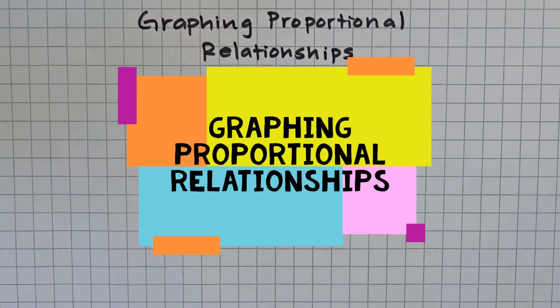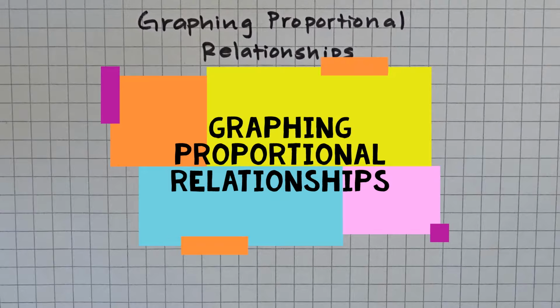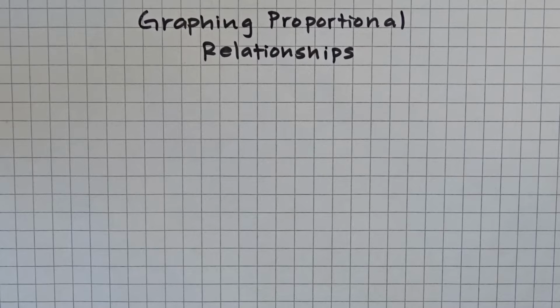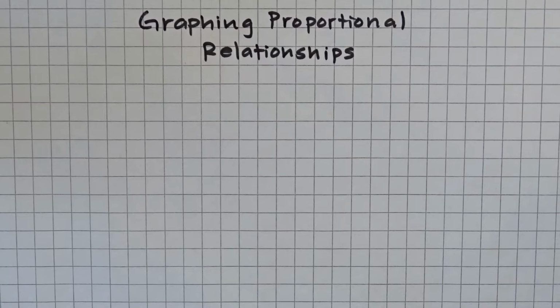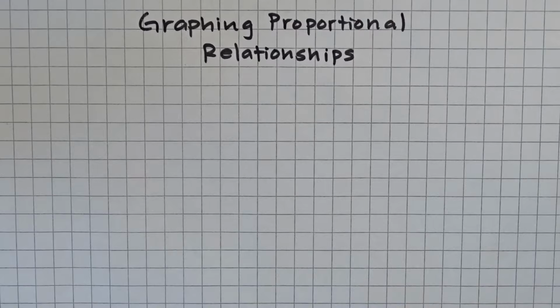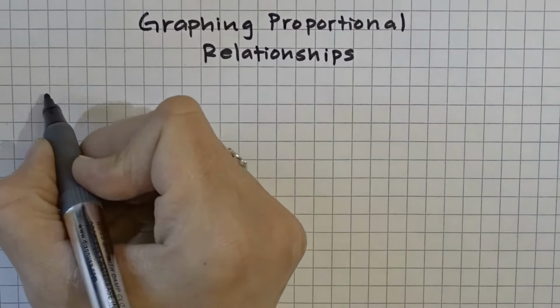Right, so today we're going to be looking at graphing proportional relationships. When you have a proportion, or two rates that are proportional, and you want to graph some data, what you're going to notice about proportional relationships is they will be a straight line through the origin. So let's show you what that looks like.